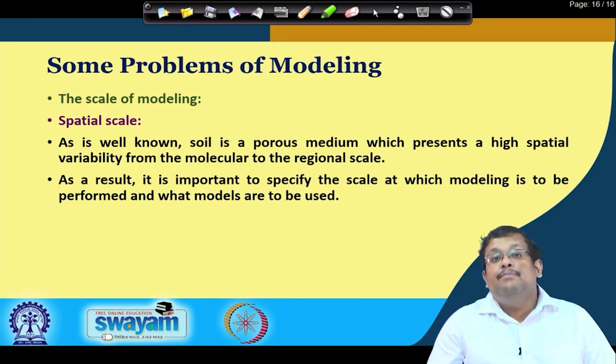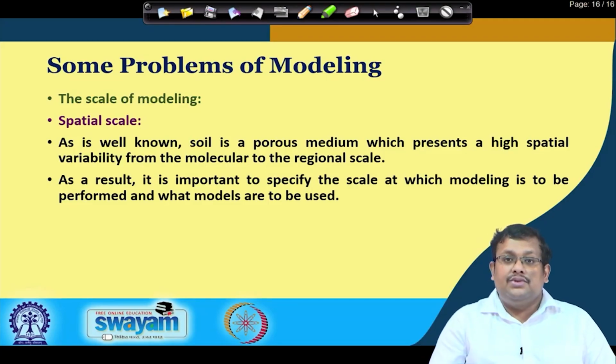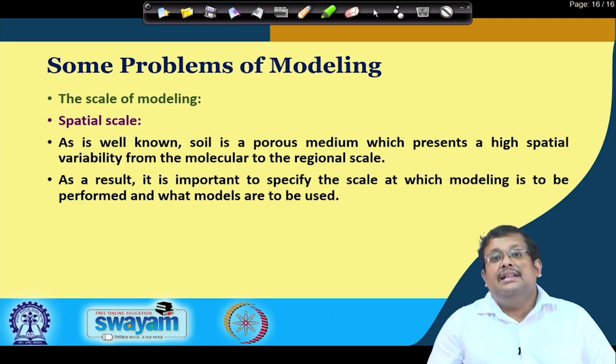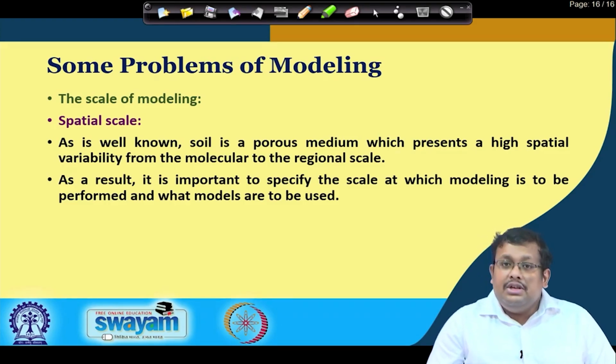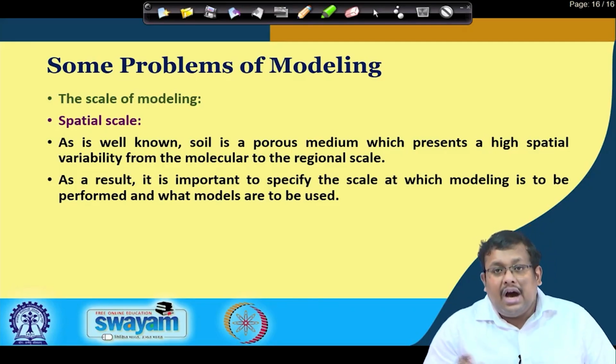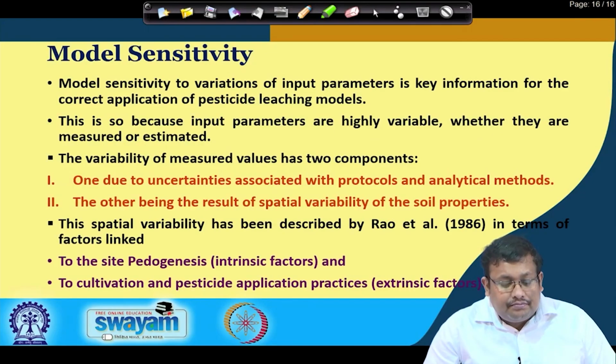As a result, it is important to specify the scale at which the modeling is to be performed and what models are to be used, because for each scale the models are different and you cannot use a model which is meant for one particular scale at another scale, otherwise there will be problems.